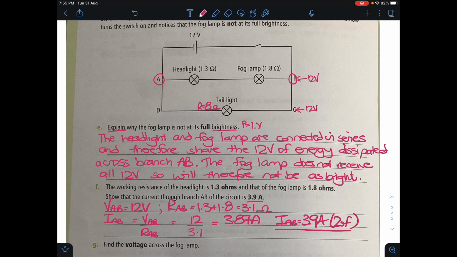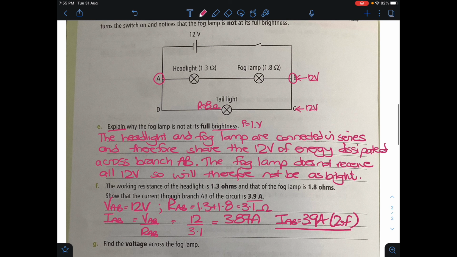Okay, hopefully you followed me on that one. You notice that I'm using V equals IR and P equals IV a lot. But each time I'm putting a little symbol down the bottom so I can see for myself what I'm working out.